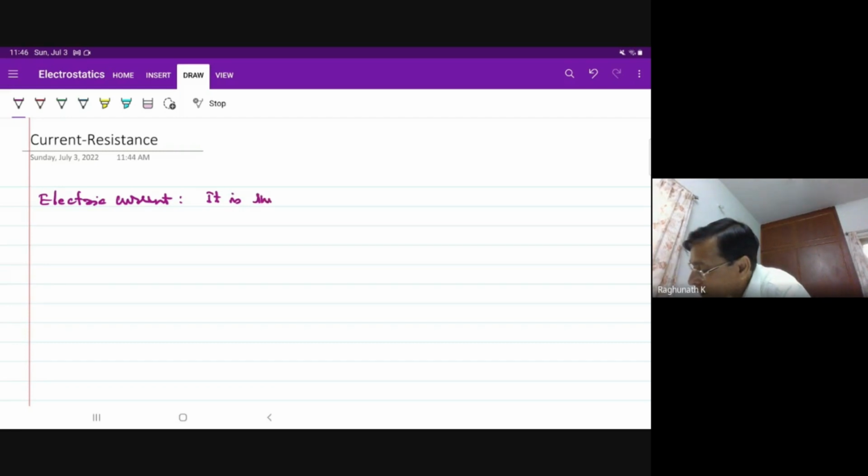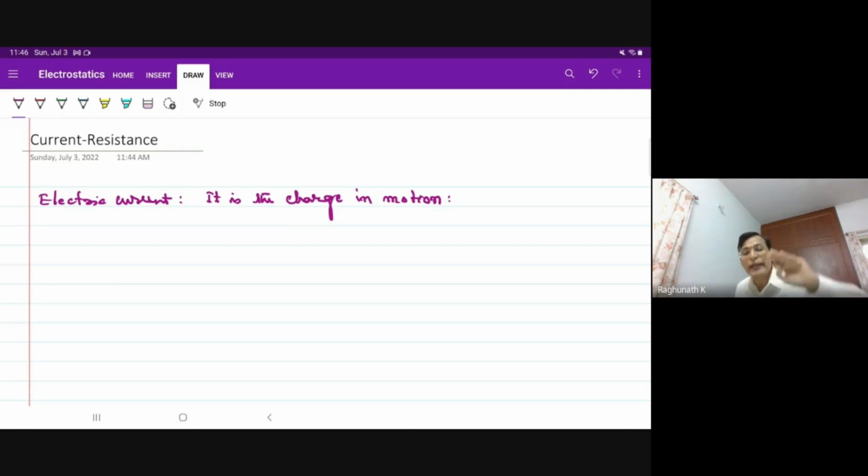It is the charge in motion. Charge in motion, which constitutes electric current.